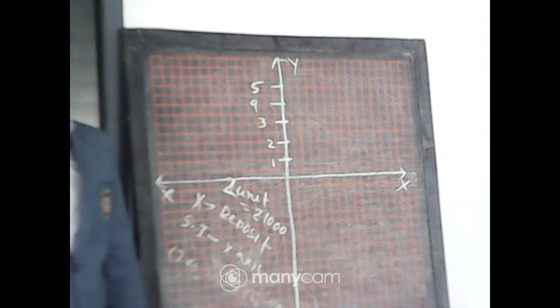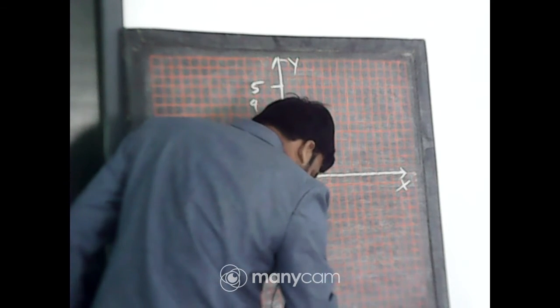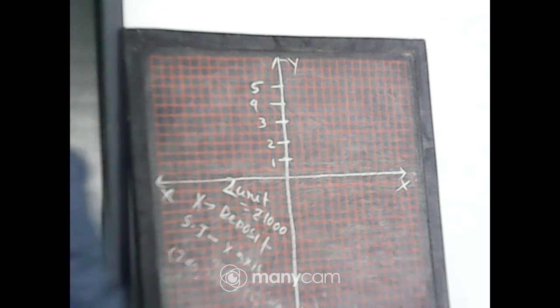3000. Very good. So that is 3000. 5 means 5000, so 2 units equal 1000. I hope it is clear to you. Next, students, 81, that is 80.